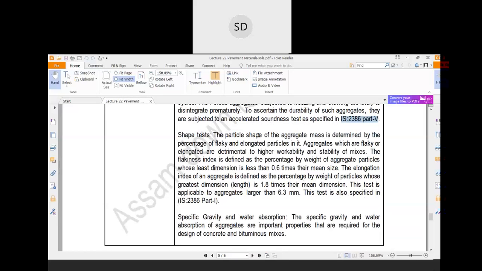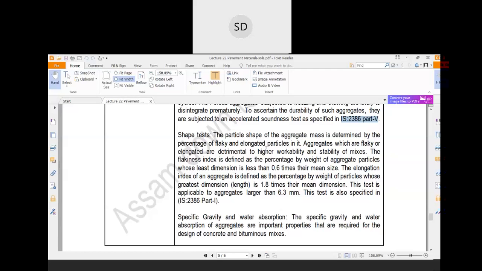Then shape test. There are two types of shape test as I discussed. One is flakiness index and another one is elongation index. Basically the flaky particles are thinner particles. If you go for the definition of the flakiness index, it would be the particles or aggregates whose lesser dimension is less than 0.6 times their mean size. Lesser dimension is basically their thickness. So if their thickness is less than 0.6 times their average dimension, that is a flaky particle.